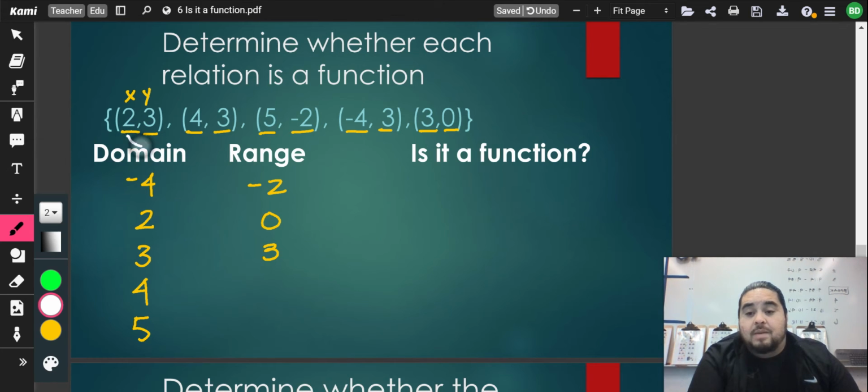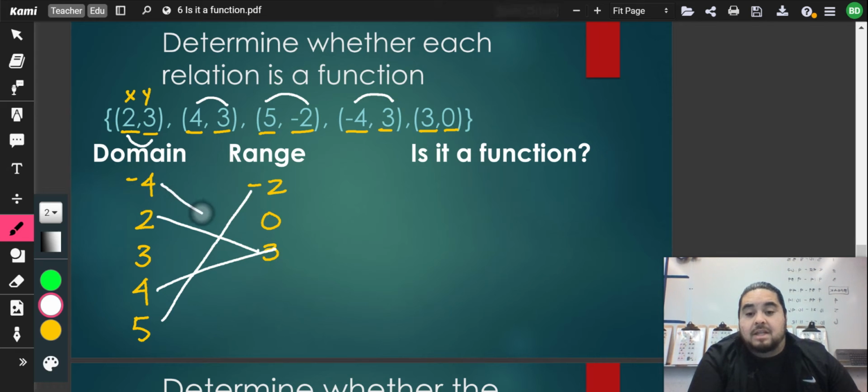So 2 matches up with 3. 4 matches up with 3. 5 matches up with -2. -4 goes to 3. And 3 goes to 0.